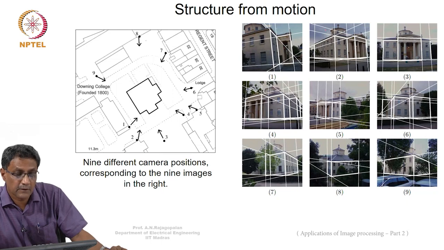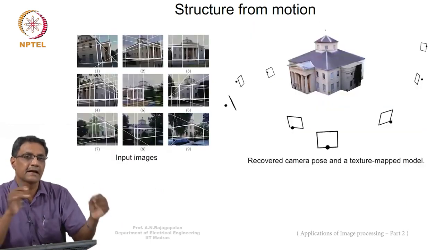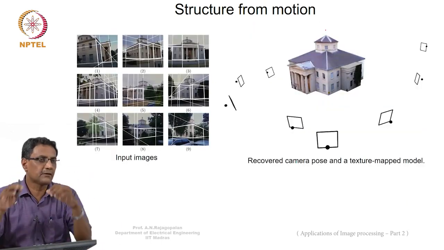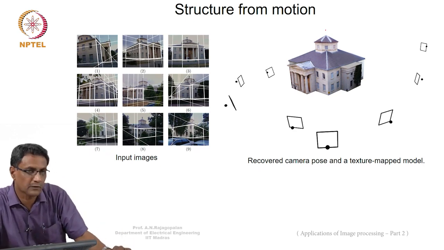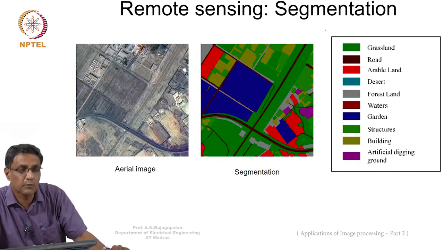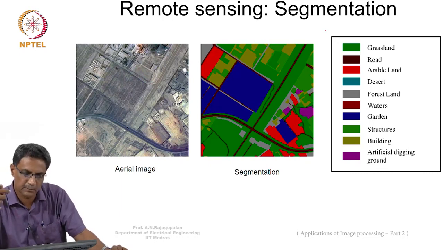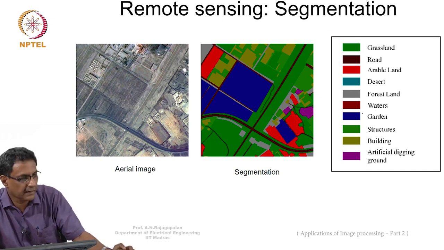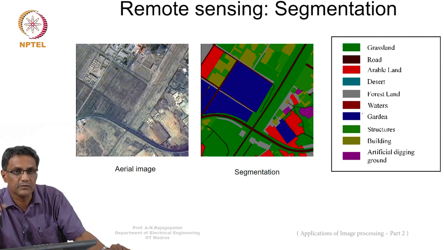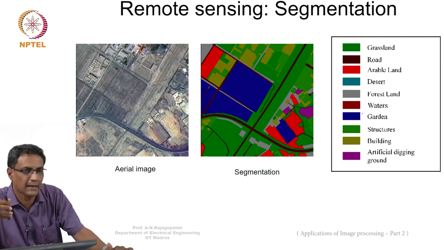Then there is something called structure from motion, which is like taking a camera and trying to move around with it, and then trying to build a kind of point cloud of the scene of your 3D object. Then remote sensing, I mentioned, is like a segmentation problem where you want to tell what is what. Something is water, something is garden, something is some other structure, a building, and all this. Right? You want to be able to label them. This is more like a labeling problem.